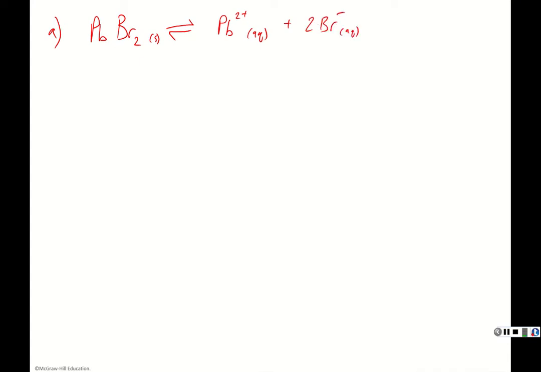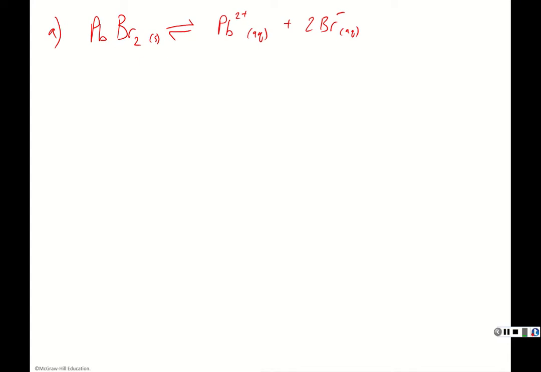Okay, so that first one was lead bromide. It's lead(II) bromide, so we need 2 bromide anions to balance that. So we need to write the solubility reaction. And this is a solid, let's not forget that. It dissolves into lead(II) and 2 Br minus. So that would be our solubility reaction.